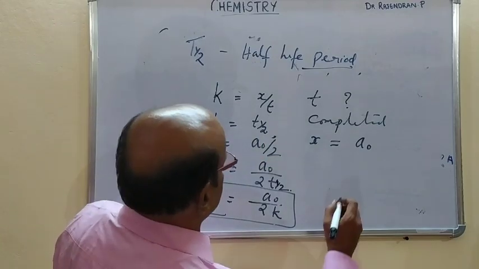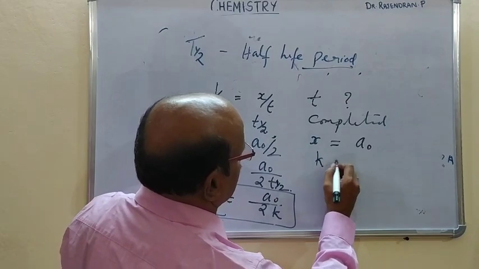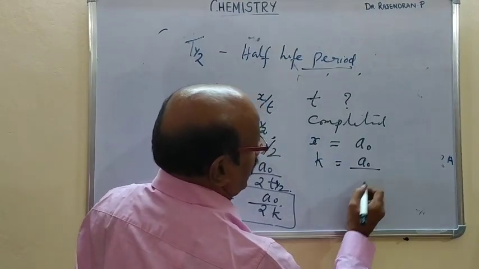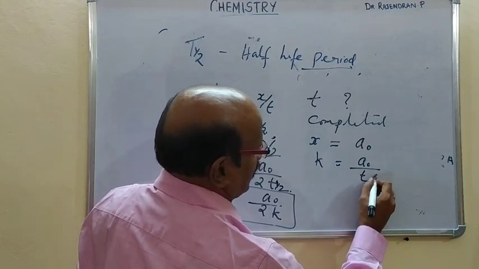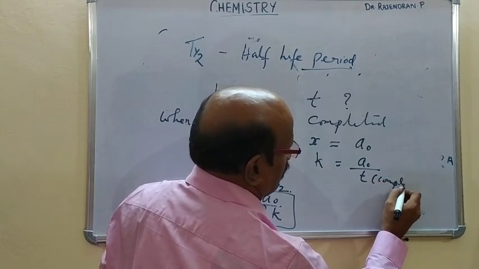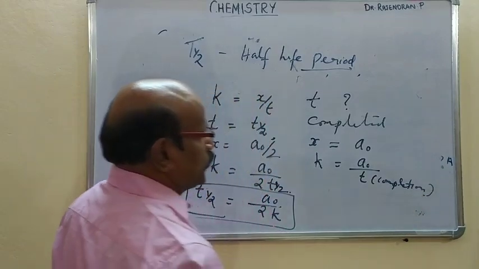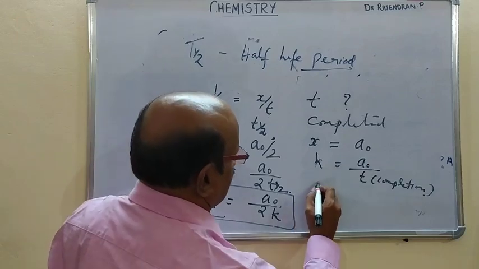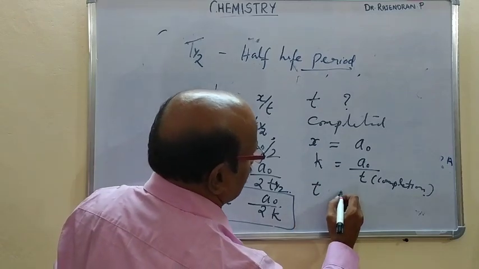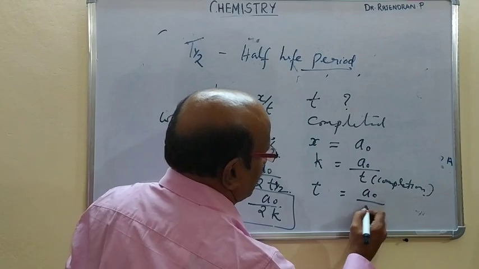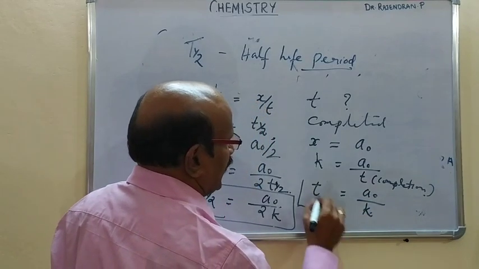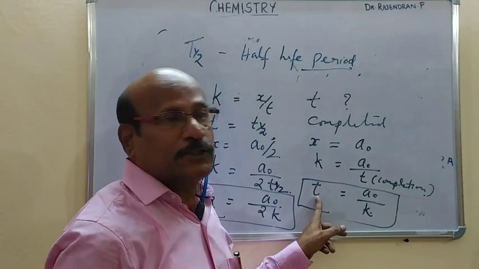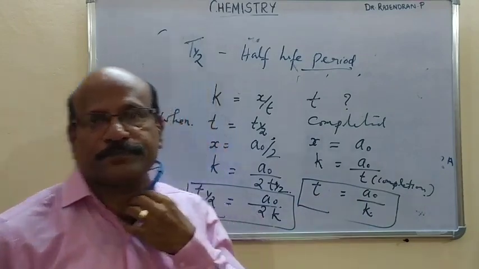So we have the equation k is equal to x, which now becomes A0 at the completion of the reaction, divided by t completion. This is the completion time. So we can write that the completion time t is equal to A0 by k. So the time at which a zero order reaction is completed is t is equal to A0 by k. Okay.